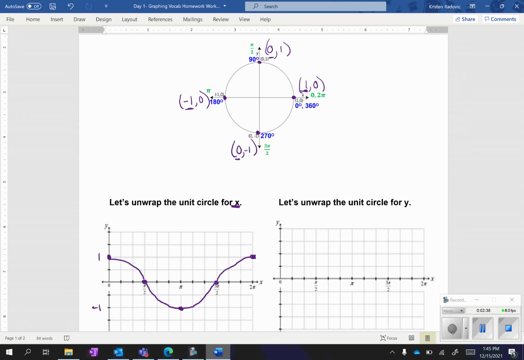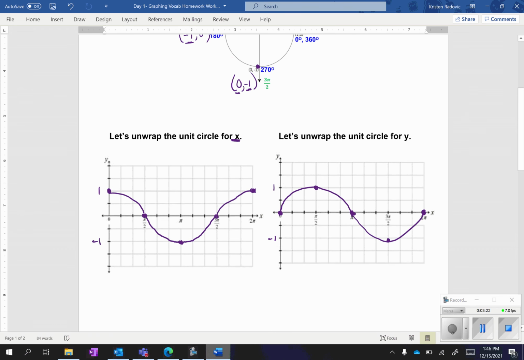And now I'm going to do the same thing, but for my y coordinates. At 0 radians, my y coordinate is 0. At pi over 2 radians, my y coordinate is 1. At pi radians, my y coordinate is 0. At 3 pi over 2 radians, my y coordinate is -1. And at a full circle, 2 pi, again, my y coordinate is 0. And we are not doing this because it's a circle and it's round. We make the top half of the circle and then the bottom half of the circle.